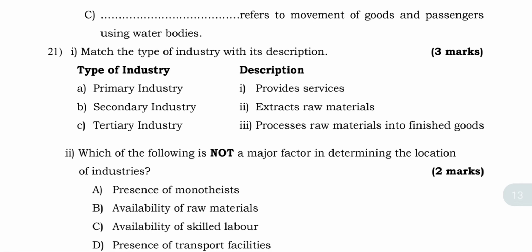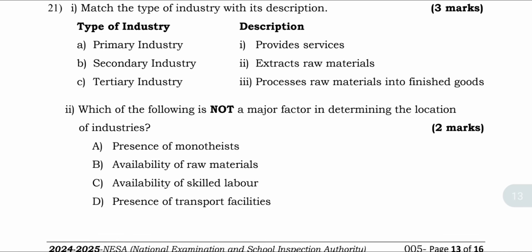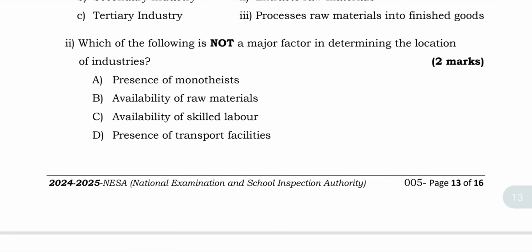Match type of industry to description you have right here. A, primary industry, secondary industry, and tertiary. Whereas in the description you have provide services, extract raw materials, process raw materials into finished goods or products. Roman 2, which of the following is not a major factor determining the location of industries? A, presence of monetized, availability of raw materials, skilled labor, and transport facilities. The correct answer is A.